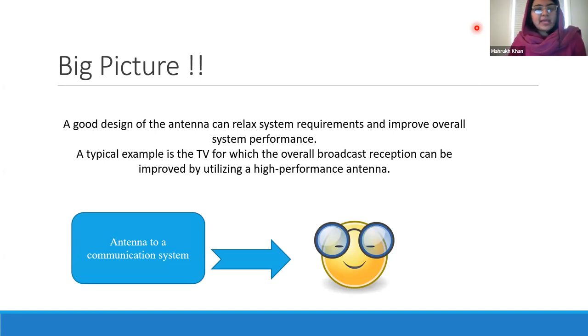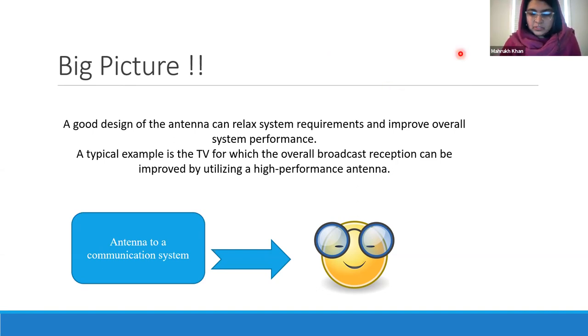So we say that an antenna to a communication system is like glasses for a human being. If you want to see clearly and your eyes are not clear, then glasses help you. You can only see clearly through your glasses. Similarly, if your antenna is good, you will be able to receive clearly, okay?